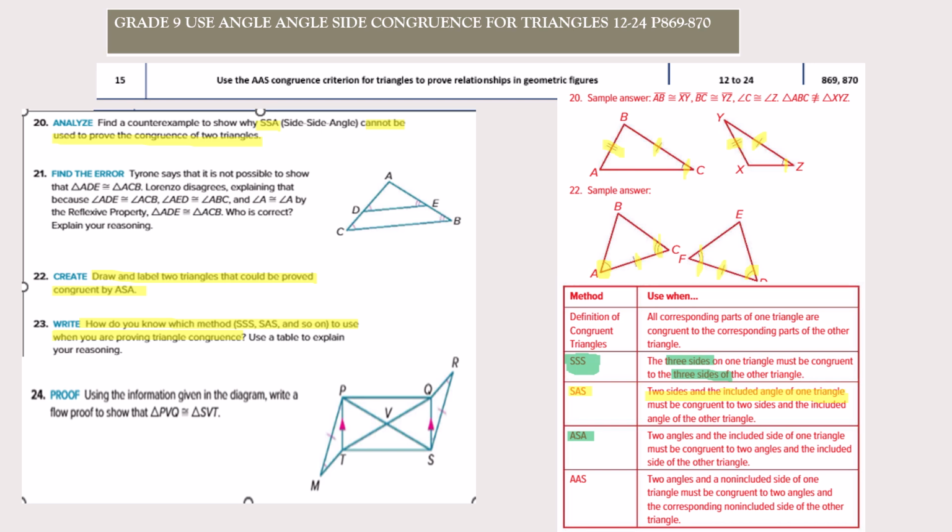2 angles and the included side of one triangle must be congruent to 2 angles and the included side of the other triangle. And the last one is angle, angle, and side. Right? So in this one we have 2 angles and a non-included side of one triangle. So we can have angle, angle, and side, and it does not have to be included. So this brings me to the end of all the congruency criteria to prove triangles congruent.